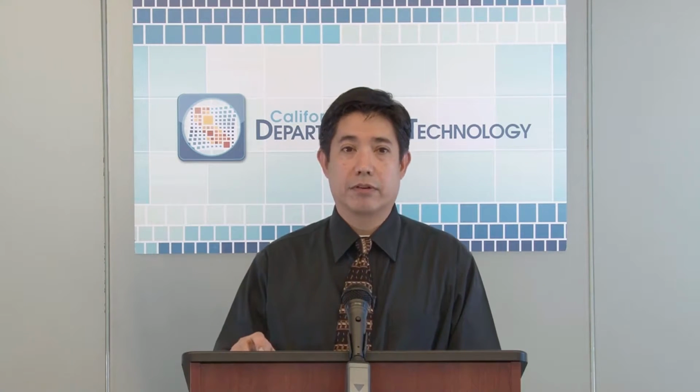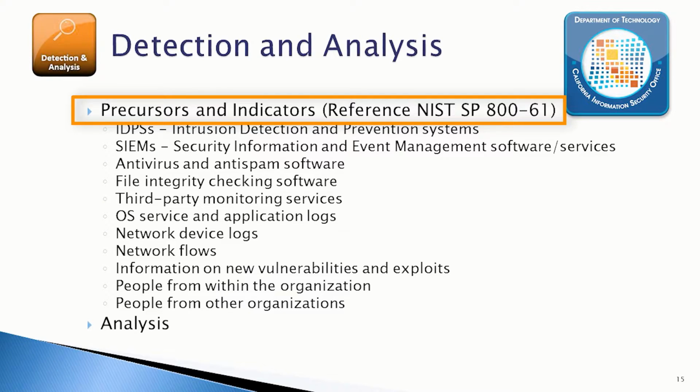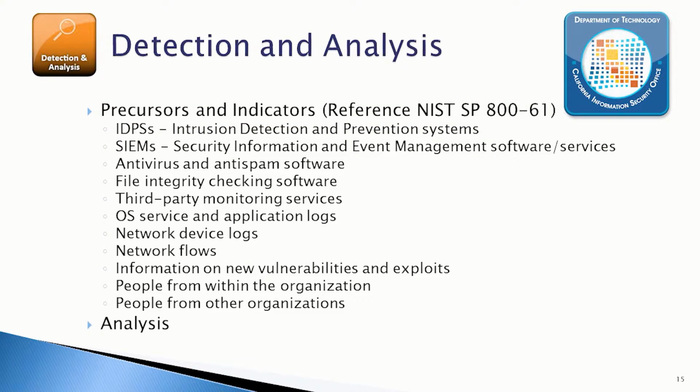All those fall under kind of a preemptive strike, or before an attack happens. Under detection and analysis, the precursors and indicators are listed here from our NIST standard 800-61. I won't go over each one of them, but I do want to talk about the first two, the intrusion detection and prevention system, as well as the security information and event management system. Those are standard systems within a network.